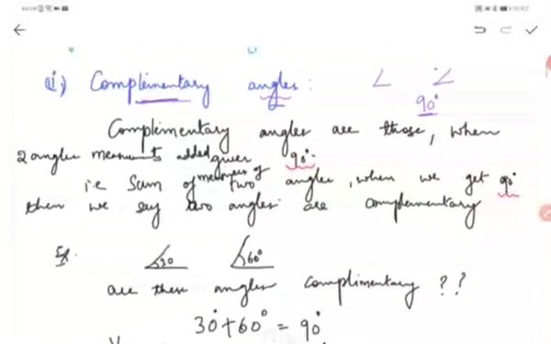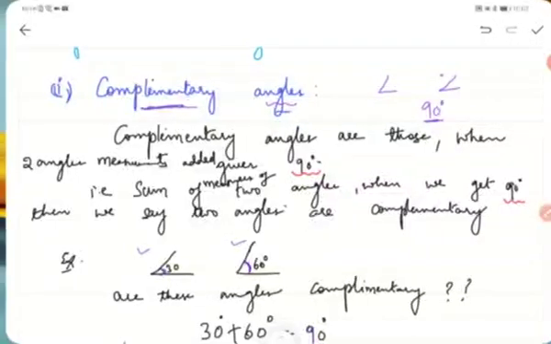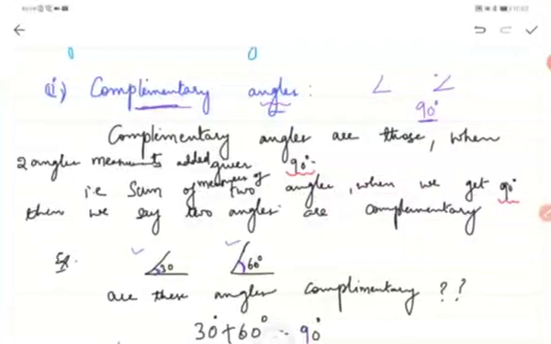Okay, the sum of the measures of these angles. For example, I have here one angle is 30 degrees and the other angle is 60 degrees. So if I add 30 and 60 degrees, I will get exactly 90 degrees, isn't it? So you will say that 30 degrees and 60 degrees are complementary angles.